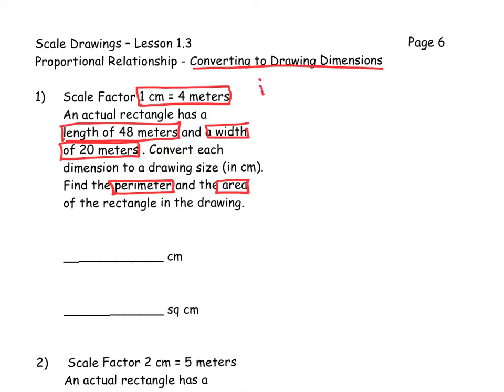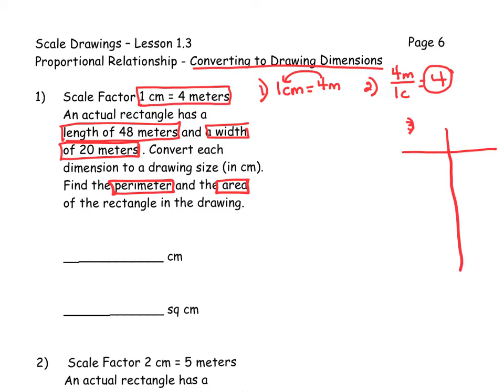Well, step 1, let's write down our scale factor. 1 centimeter equals 4 meters. And let's calculate our rate, which of course in step 2 is rather easy. 4 divided by 1 equals 4. So that's our conversion rate. Step 3, let's set up our table.